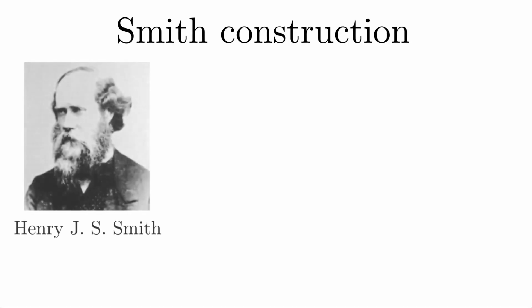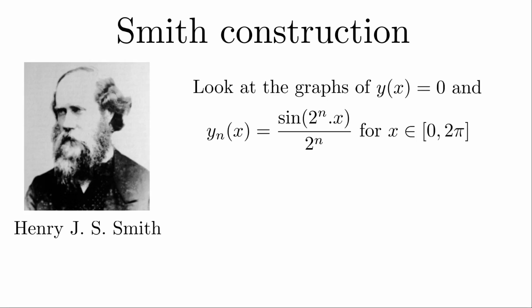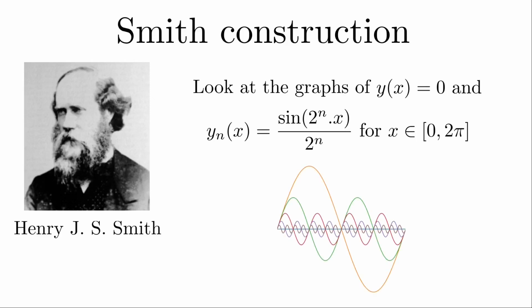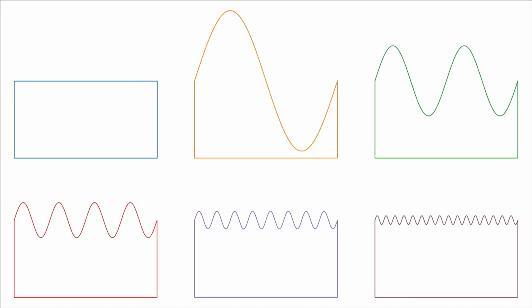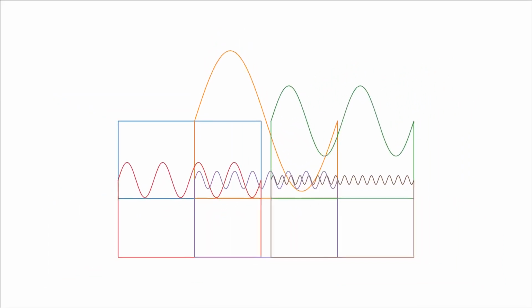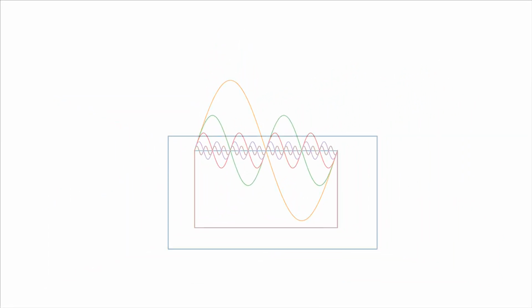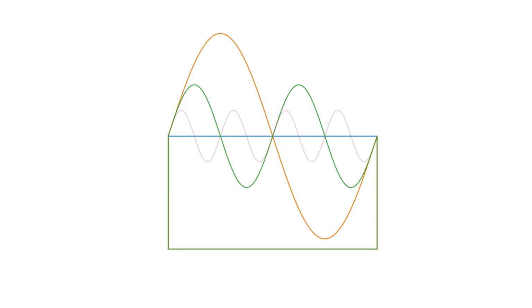by Henry Smith. The idea is to look at the graphs of y_0(x) equals 0 and y_n(x) equals sine of 2 to the power of n times x, divided by 2 to the power of n, for n an integer and x in the interval between 0 and 2 pi. It's very interesting to see how this gets us a Venn diagram. One way is to just complete the curves like this, so these will be our sets. As we add them together one by one, we see that each new set crosses all the previous regions.